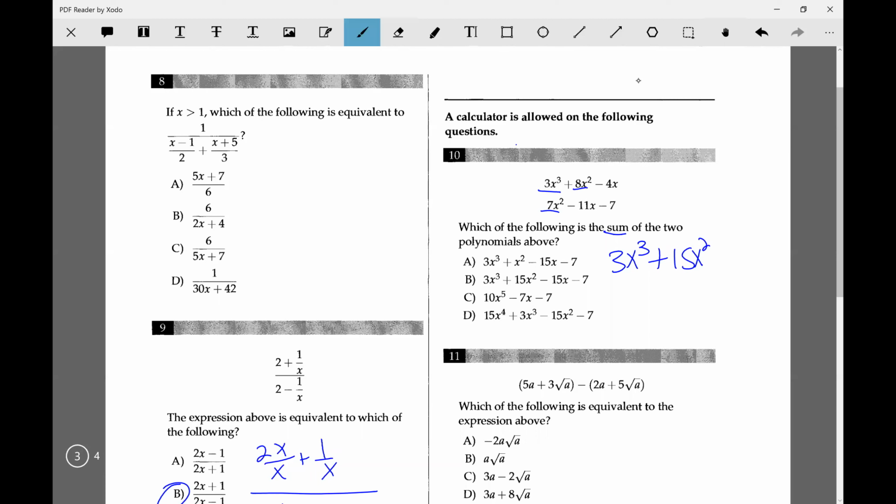Next, I see negative 4x here and negative 11x. Added, that would be negative 15x. Finally, the constant negative 7. This one doesn't have a constant, so it's just negative 7. And if I see which one is the right answer there, that would be answer choice B.